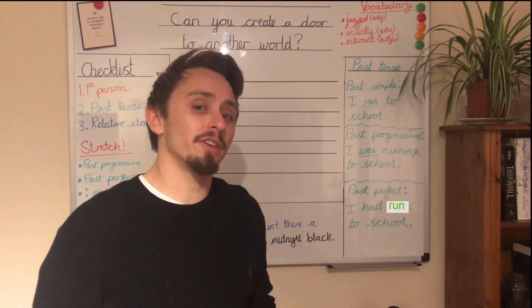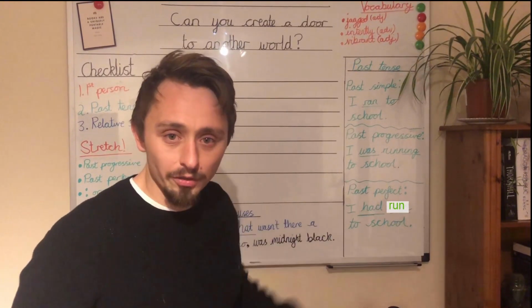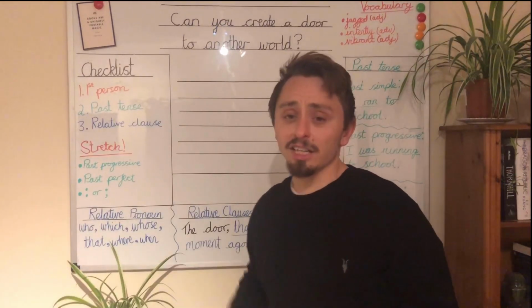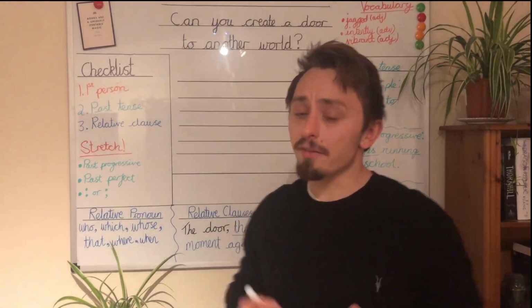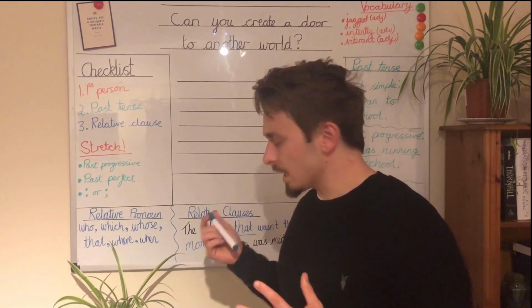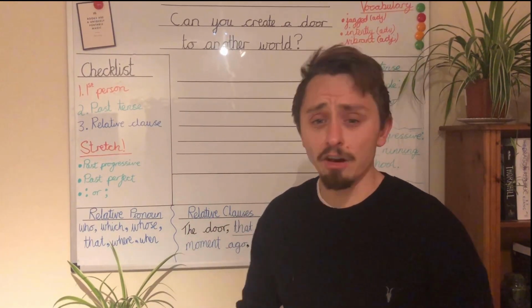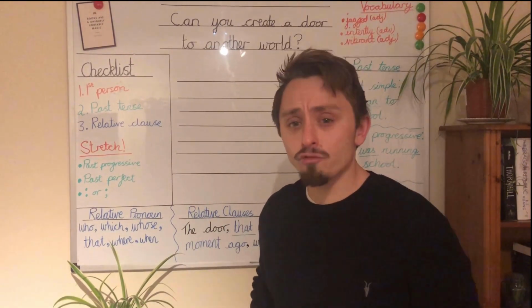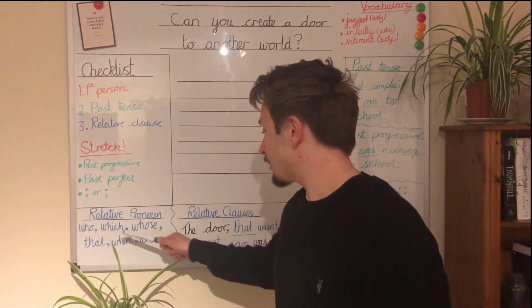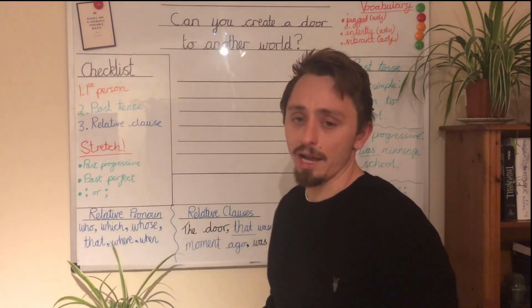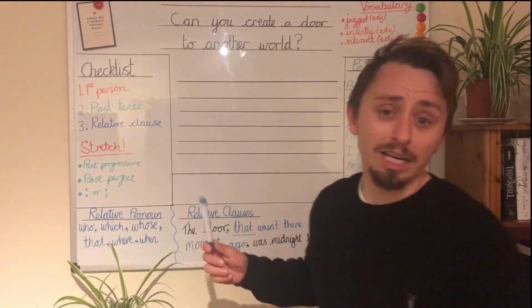For the past perfect tense. Whistle stop tour, that one. Done! Next on the list, we have got relative clauses. We haven't looked at this recently. We looked at loads over year 5 and 6 though, so very briefly we're going to go over it. We have got our relative pronouns: who, which, whose, that, where and when. Pow! We've got our relative clauses then.